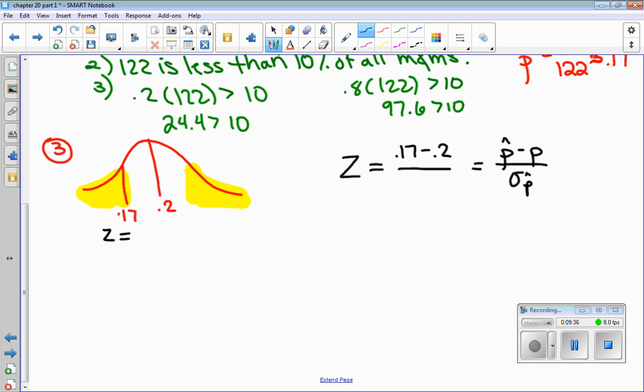So let's find the standard deviation of our test statistic. Actually, it's going to be our claim, which is 0.2 times 0.8 divided by, what's our sample size, 122? So let's find that there. Square root of 0.2 times 0.8 divided by 122. I get 0.036.